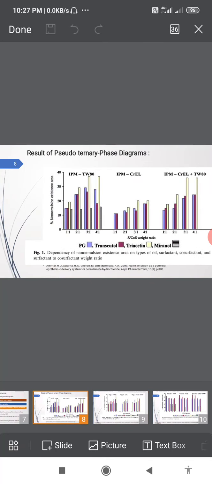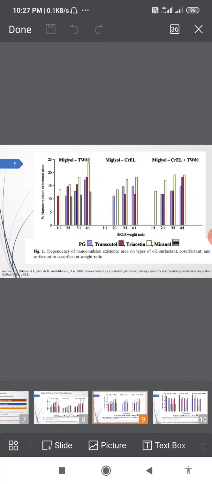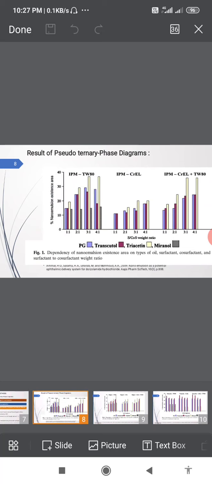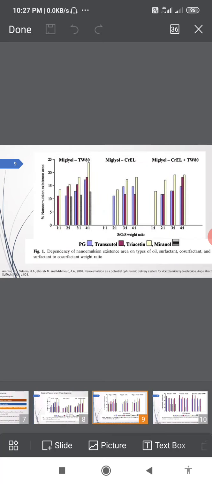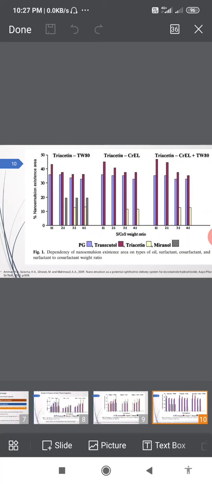And now compare the surfactant and co-surfactant ratio. In IPM and mixed oil, as the concentration of surfactant and co-surfactant ratio increases, the percent nanoemulsion existence area also increases. While it is actually reverse in the presence of triacetin. When we increase the surfactant co-surfactant ratio, the percent nanoemulsion existence area is decreasing, as we can see here.